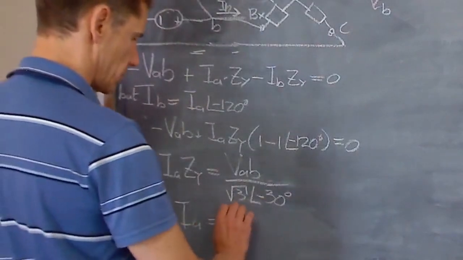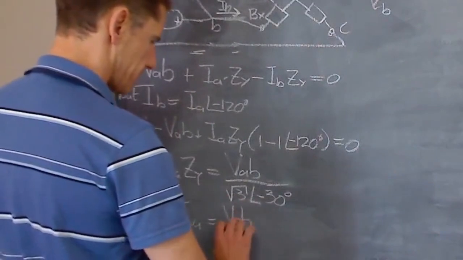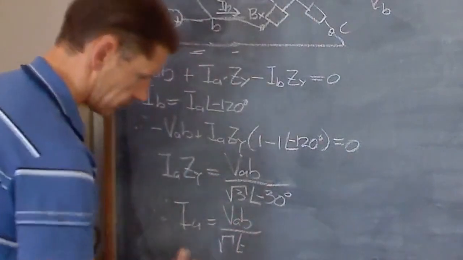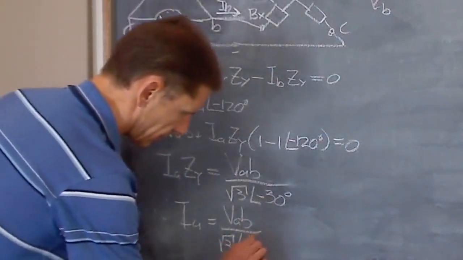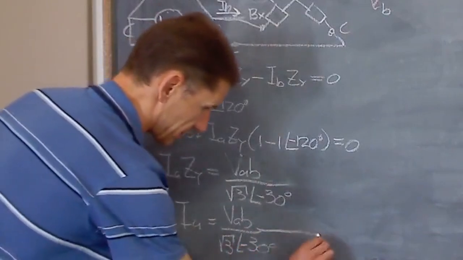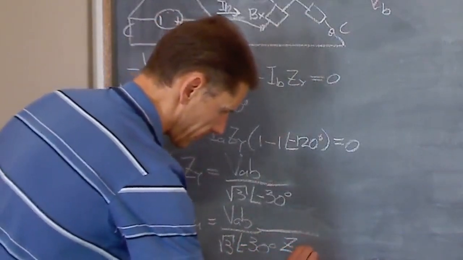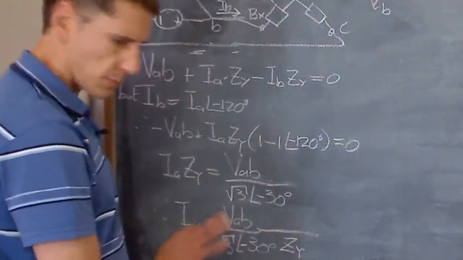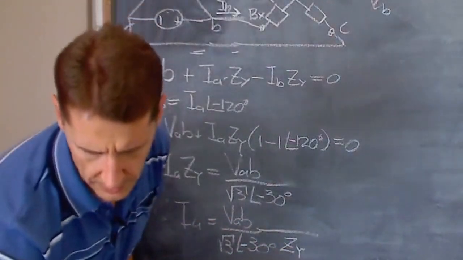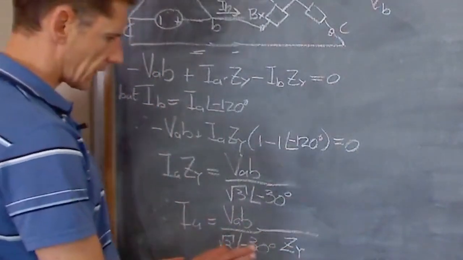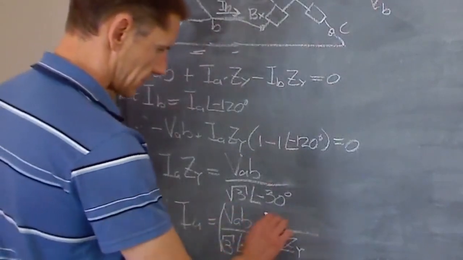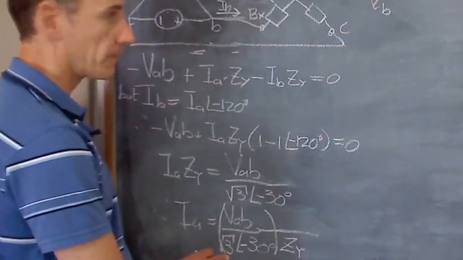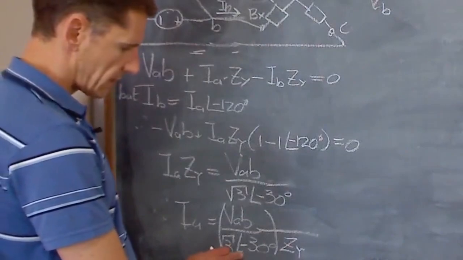So in other words, IA, and this is what the textbook then gives you, is VAB over root 3 angle minus 30 degrees, and now the ZY also gets to the bottom. You still need a voltage divided by an impedance to get a current. Now this is where the textbook stops, if I am not mistaken. Yeah, this is how the textbook writes it. But I want to focus our attention on that part. What do you see? What am I doing with VAB here? Divide by root 3, minus 30 degrees.